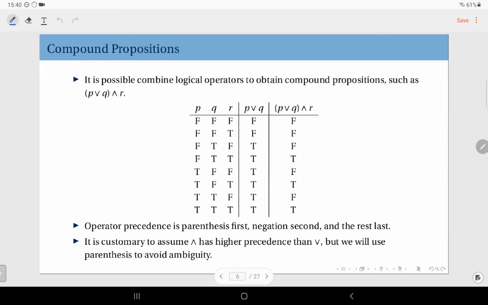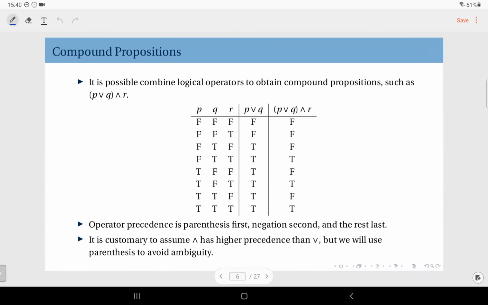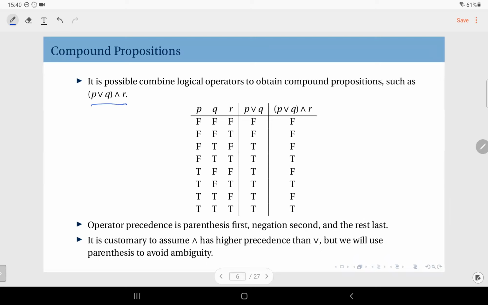And we can also use multiple operations to combine propositions, right? It's possible to combine logical operators to obtain compound propositions. An example is given here: (P or Q) and R. So P, Q, and R are propositions here, and we have a compound proposition. As with any mathematical statement, you go into the parentheses first. So you just do P or Q first, and then whatever the result, you AND it with R.